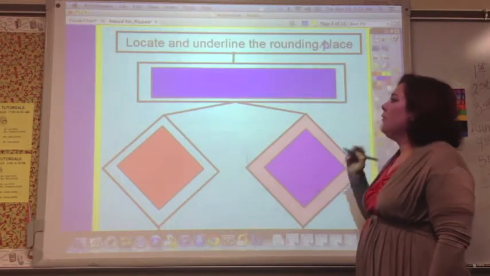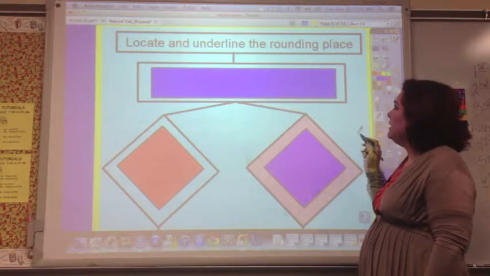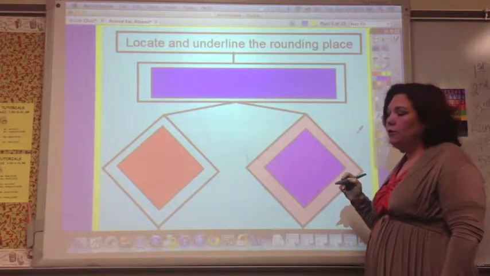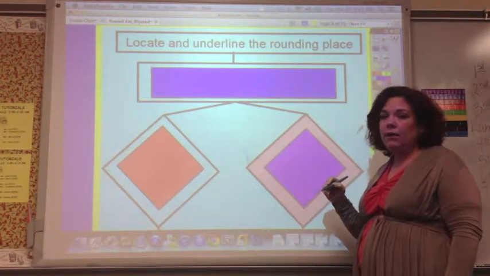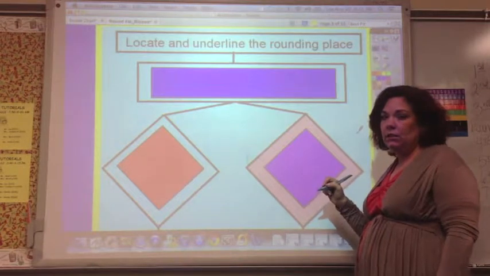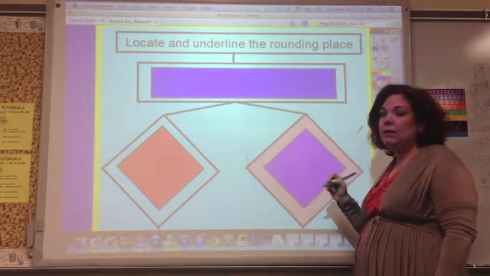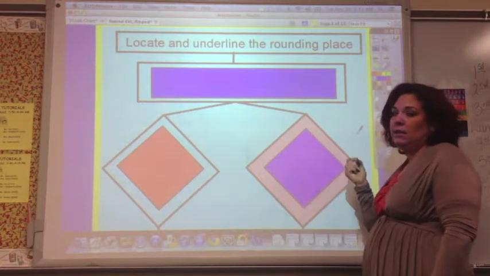So in the top, you're going to write: locate and underline the rounding place. Locate and underline the rounding place. It's going to tell you in the problem what the rounding place is. So if it says round to the nearest tenth, you're going to underline the tenths place.